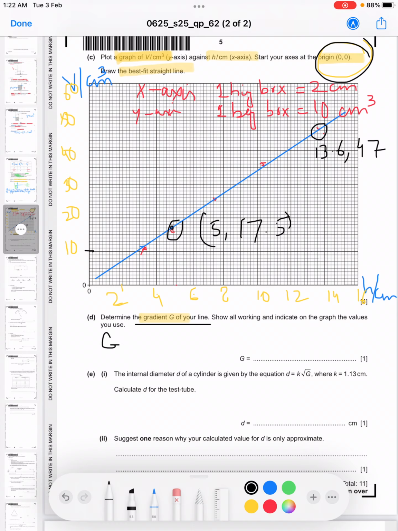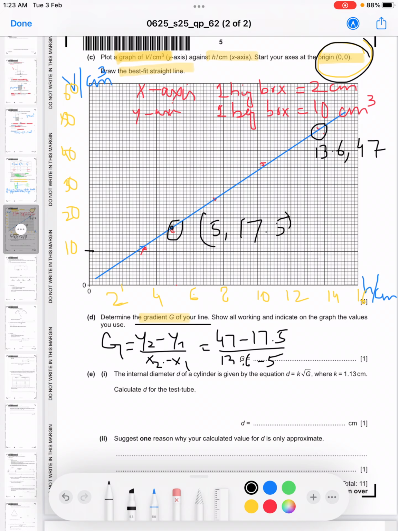Okay, so let's take the gradient. So G is delta y, y2 minus y1 divided by x2 minus x1. So here I am just putting the values. y2 is 47 minus 17.5 divided by 13.6 minus 5. 47 minus 17.5 is 29.5, and the other value is 13 points.